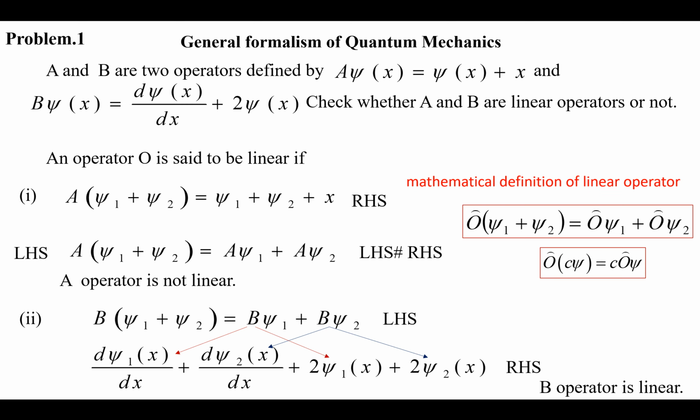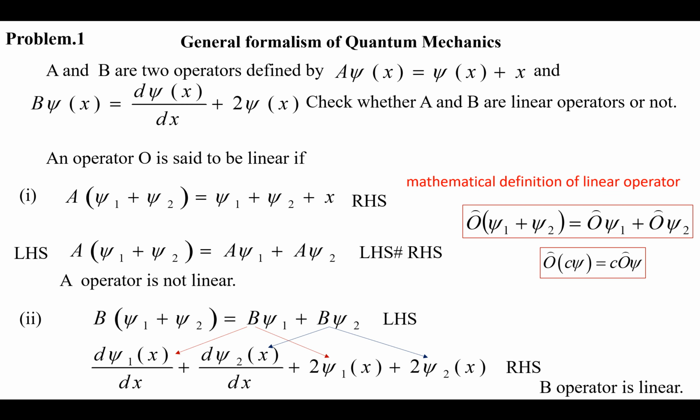And second one is scalar multiplication property. That is, the operator operates on C psi, where C is a scalar and psi is a function, is equal to C times the operator operates on the function. So the second one is scalar multiplication and the former one is additive property, and it has to satisfy these two conditions. Only then we can say that the operator is a linear operator. But according to the problem, we are going to take only the first one. That is, the operator operates on the combined system will give us the operator operates on the individual system.